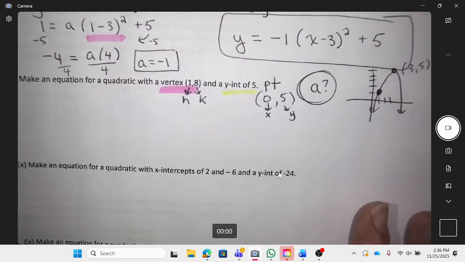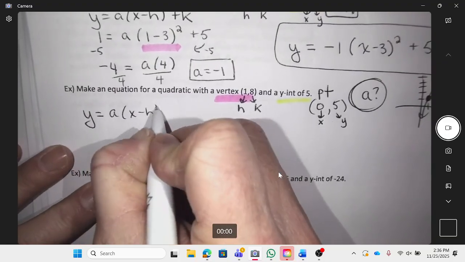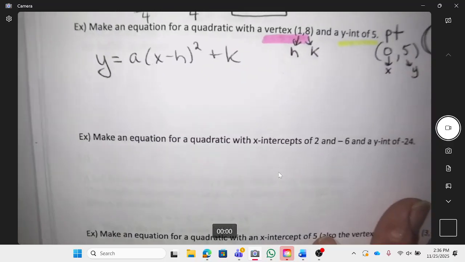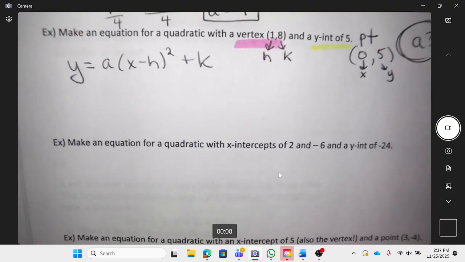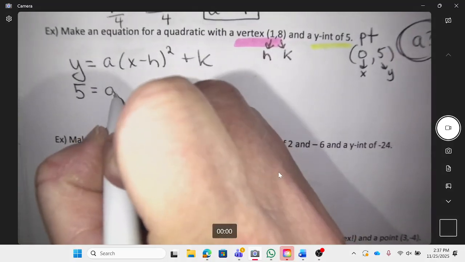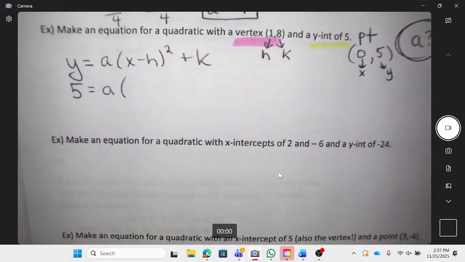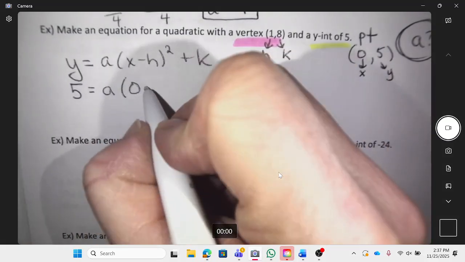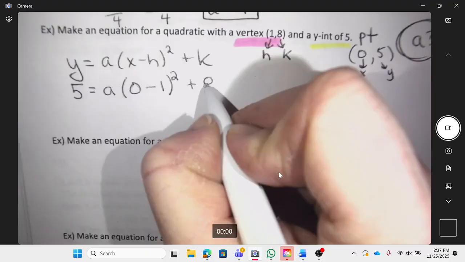Okay, so here I go. Y equals, I'm just going to write this out again. Here's this little formula I have. Instead of y, I'm going to write 5. A has to stay in there because that's the thing I'm figuring out. X is going to be 0 minus 1 squared plus 8.